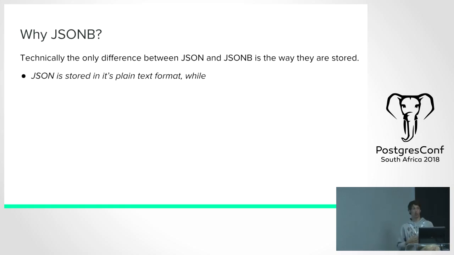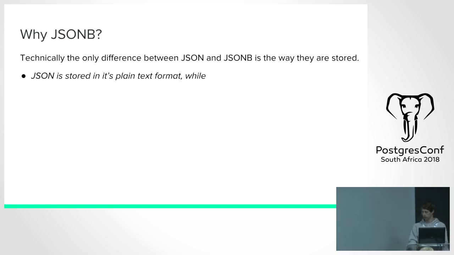JSON is stored in its plain text format. So if you have an insert query with your JSON text there, the database takes that JSON text and stores it exactly like that. Nothing changes. The order of the properties is kept the same. If there are white spaces in that text, they will be there. Duplicate keys will not be removed. They will be there. That text is saved as text.